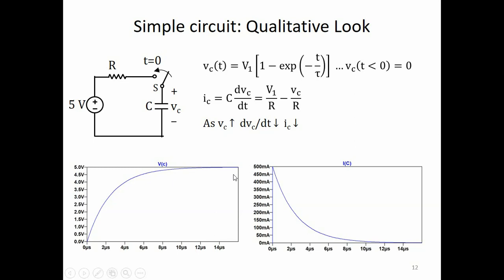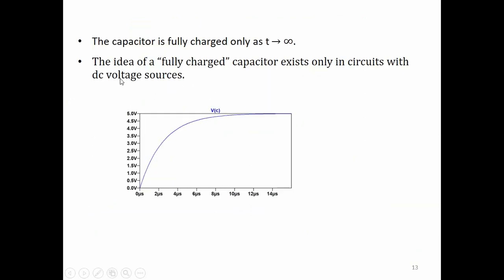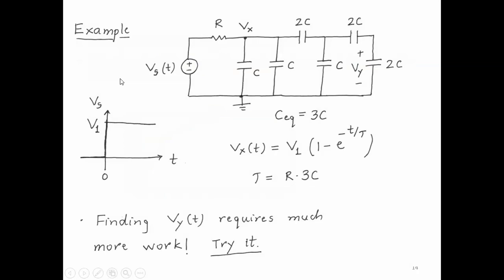So just given any circuit with a capacitor, to say that the capacitor will eventually become fully charged is not correct. It is correct only if it is driven by a voltage source and a resistor in series. Okay, so here are a couple of examples.